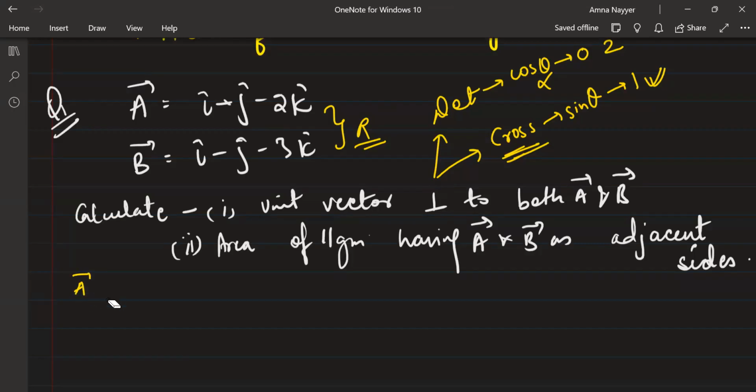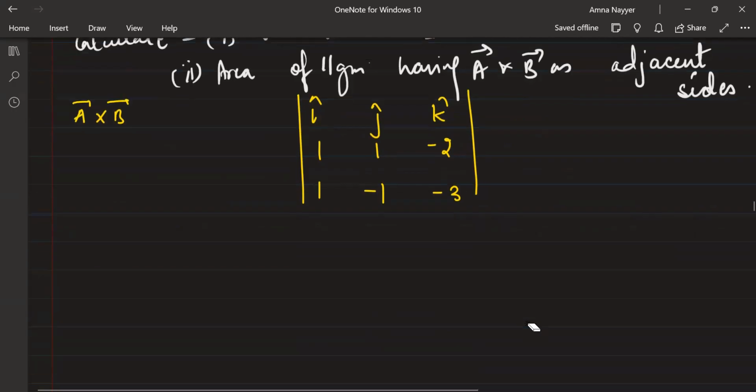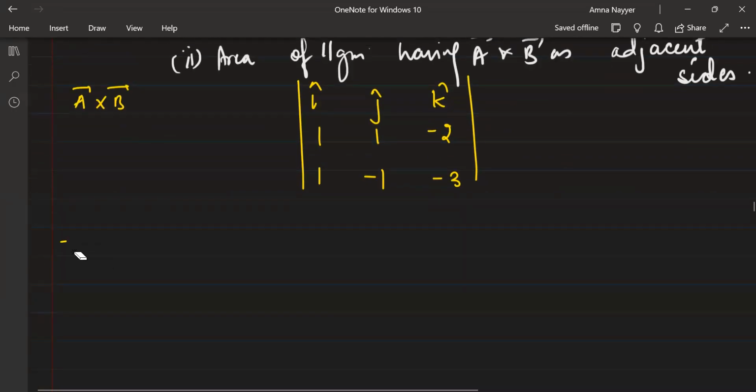Okay, so we'll take the cross product here, the resultant, and we'll calculate its unit vector. We have to find out A cross B. Let's make the determinant system: i cap, j cap, k cap. First vector: 1, 1, minus 2. When I say vector, I mean unit vectors i cap, j cap, k cap. Now let's come to B. This is also 1, the j cap's coefficient is minus 1, and the k cap's coefficient is minus 3.